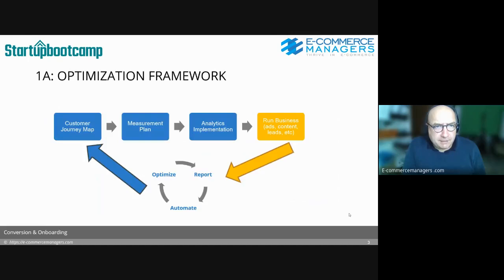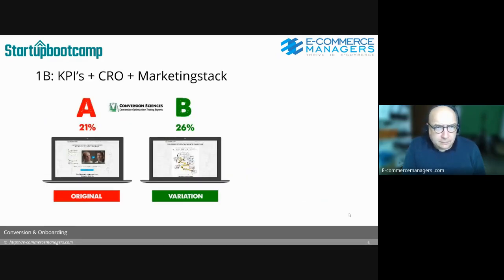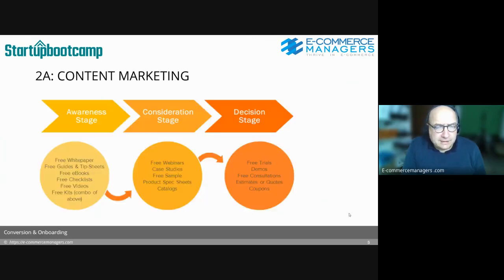A fast recap: customer journey mapping, measurement plan, implementing measurements, and optimizing the customer journey. KPIs, conversion rate optimization, and building your marketing stack. Always be testing every aspect of your customer journey, as far as time allows.